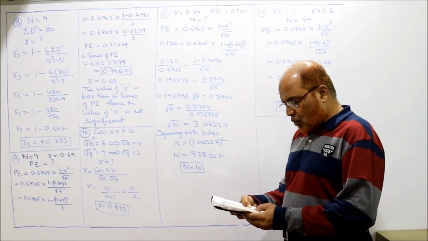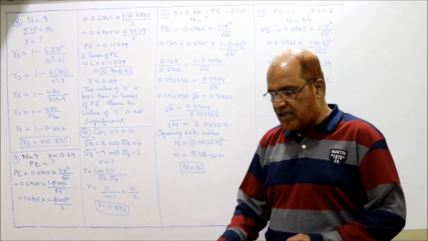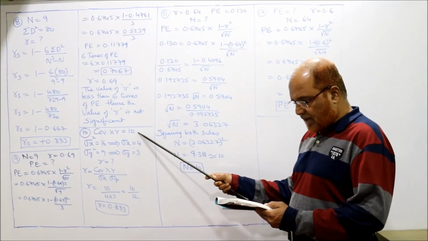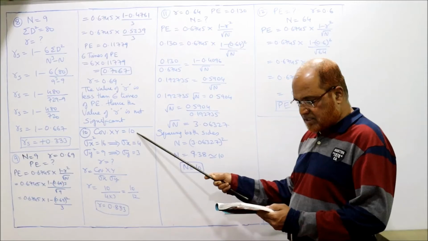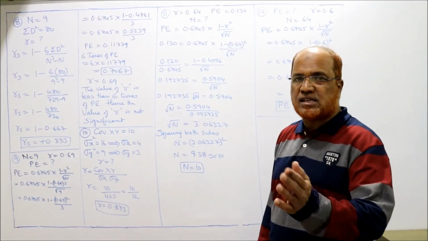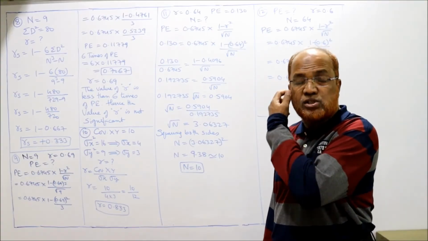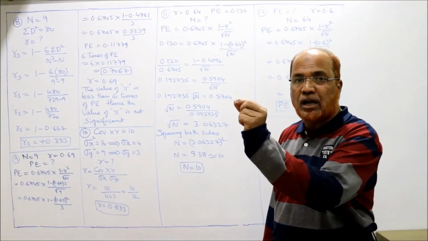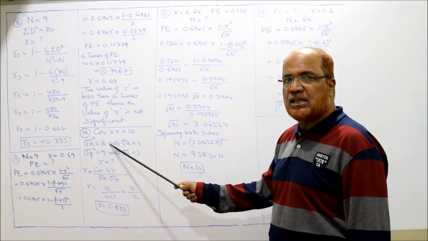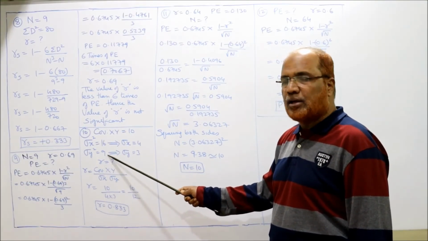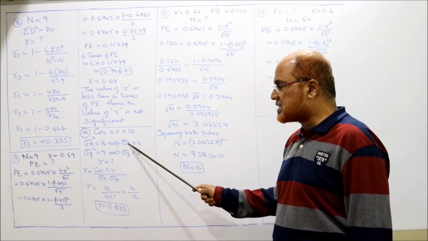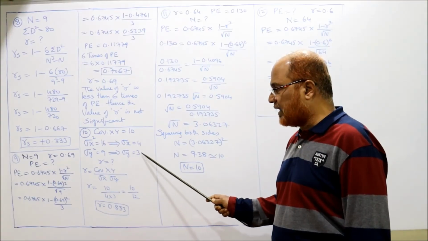10th problem. If covariance between X and Y variable is 10, and the variances of X and Y are respectively 16 and 9. We don't require variance, we want standard deviation. So take the under root of the variances, you will get the standard deviation. Variance of x is 16 and variance of y is 9. Under root 16 you will get 4, under root 9 you will get 3. So standard deviation of x is 4, standard deviation of y is 3.